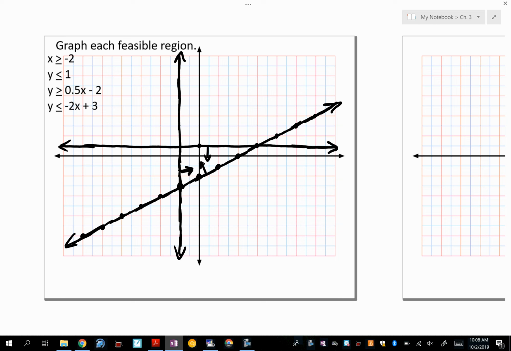Now, we're not done, though. There's one more. I know, Maddie. One more. Y is less than or equal to -2x plus 3. So I'm going on the y-axis to +3. And this time, the slope is -2. So I'm going down 2 and then right 1, and make a solid line.